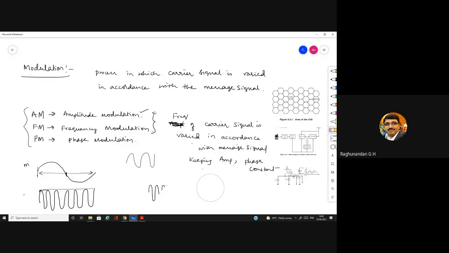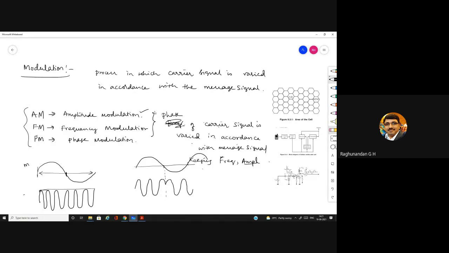Coming to phase modulation, here we are doing phase modulation of the carrier signal. So phase of the carrier signal is varied in accordance with the message signal, keeping frequency and amplitude constant. So here what happens is the signal will be as it is like this. Okay, this is the message signal. I have redrawn it. Signal will be as it is, but when the negative half cycle comes, there is a phase shift. Again, if you continue the signal, again here there will be phase shift. When positive to negative it is going, there will be a phase shift.